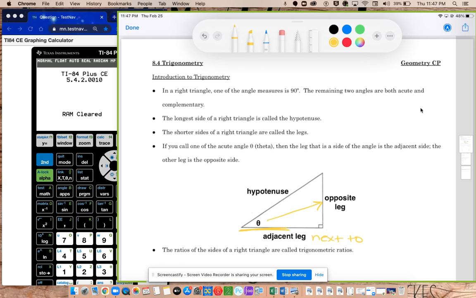The ratios of the sides of a right triangle are called trigonometric ratios. So we're going to talk about the different ratios: opposite over adjacent, opposite over hypotenuse, adjacent over hypotenuse. And those are going to be our trigonometric ratios: sine, cosine, and tangent. These three buttons we see over here just above the numbers on the calculator.